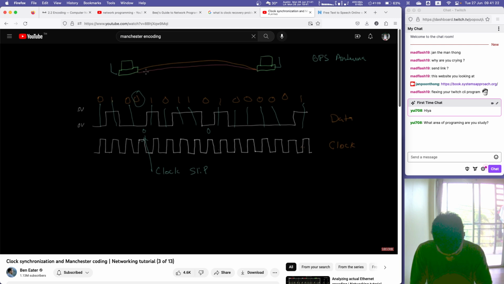It can actually receive the clock from the same computer that's sending the data, so it knows that these are in sync. And there's actually a potential problem with that as well, which is that as you increase the speed that you're sending this data, these clock pulses could be as close as just a few nanoseconds apart.